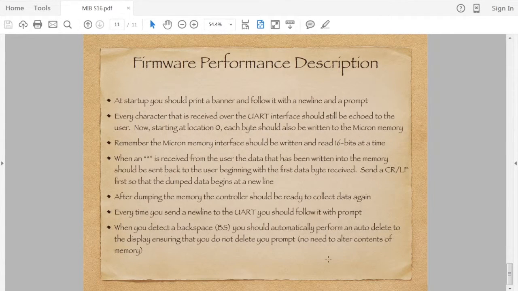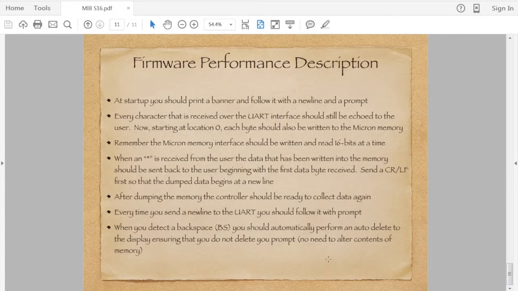The firmware, to be complete, we should print a little banner when we start up. Hello, my name is Bob, whatever, CECS 460. Every character that is received over the UART should be echoed still to the user. But starting at address location 0 in the memory, each byte should also be written out to the Micron memory. And now that we have 16 bits, you could pack 2 bytes and then send it out. Remember, the Micron memory interface should be written and read 16 bits at a time.